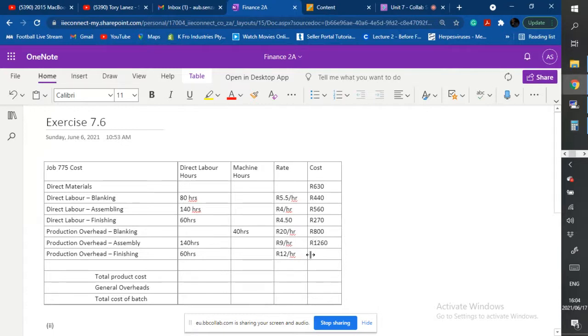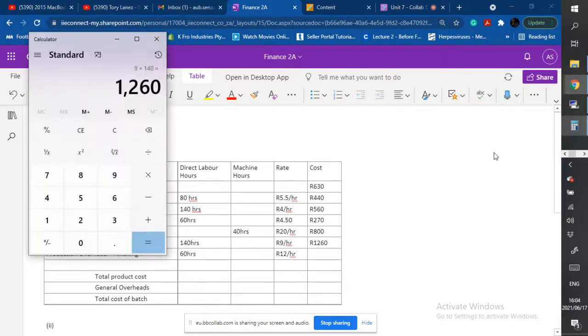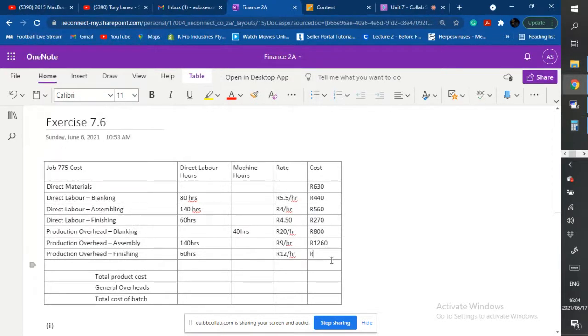Okay. And then here finally, what do we get? 12 times 60. Okay, 720. So R720. Okay, right. So can you see we've calculated everything?